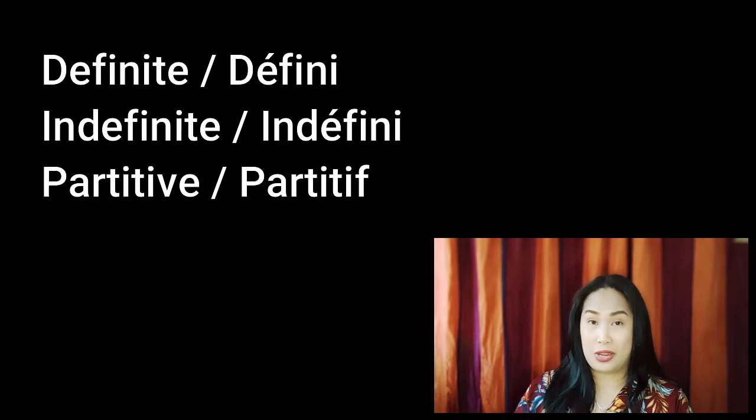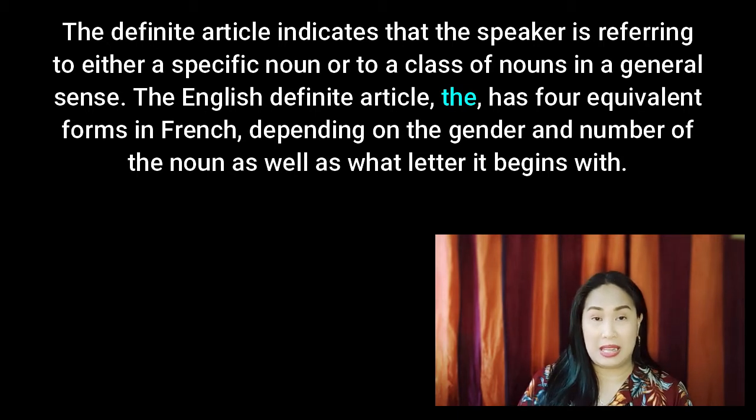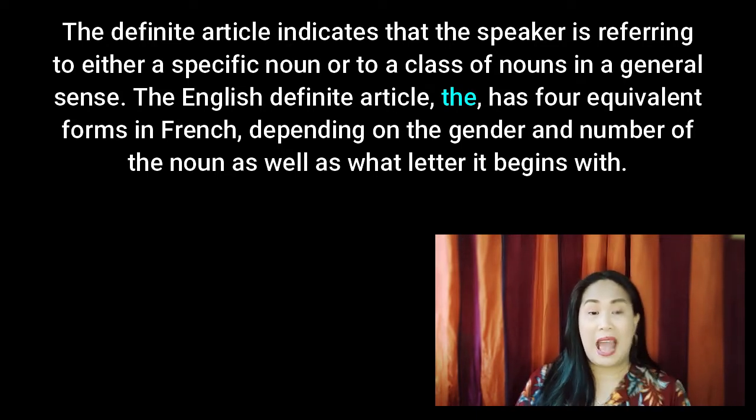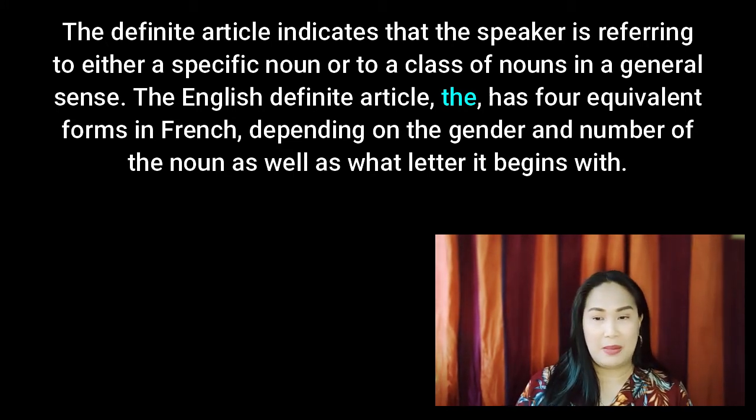So for us to understand, we are going to begin with the definite. The definite article indicates that the speaker is referring to either a specific noun or to a class of nouns in a general sense. The English definite article the has 4 equivalent forms in French, depending on the gender and number of the noun, as well as what letter it begins with. So we have to consider that, mga kabinibini.